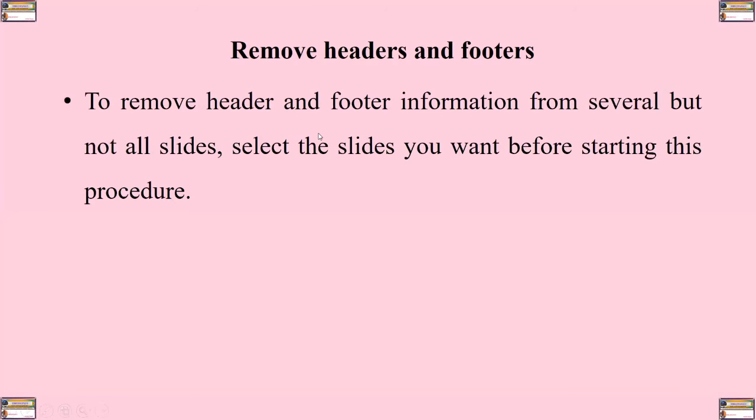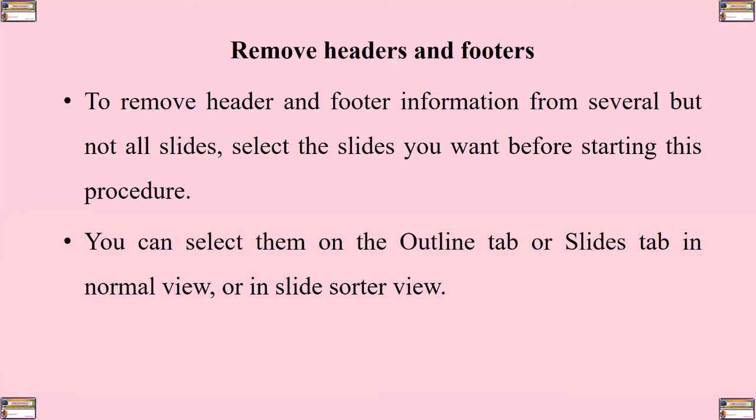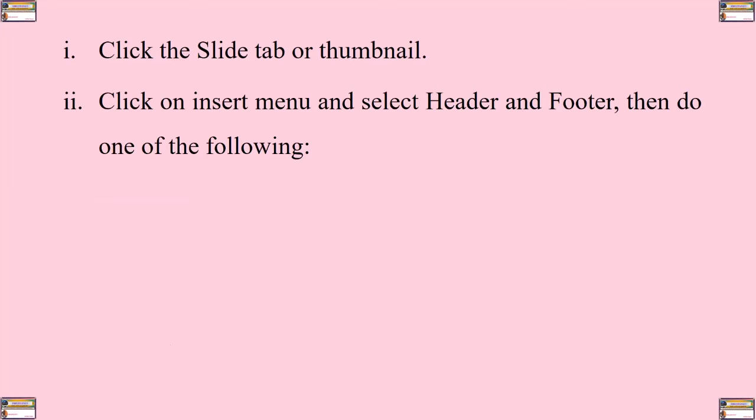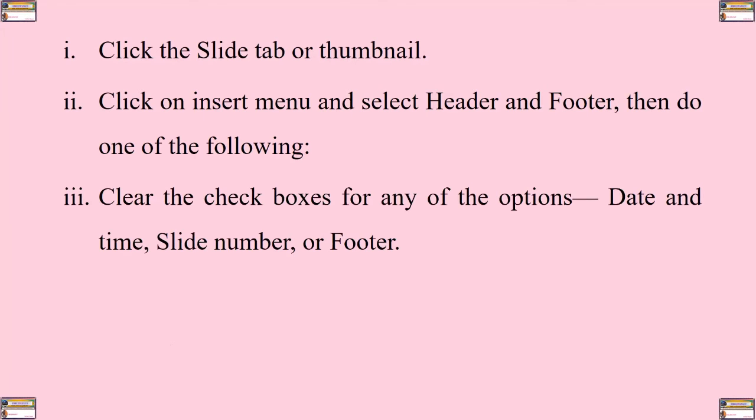So how do you remove headers and the footers? To remove header and footer information from several but not all slides, select the slides you want before starting this procedure. You can select them on the Outline tab or Slides tab in Normal View or in Slide Sorter View. This can be done as follows. Click the Slide tab or thumbnail, click on Insert menu and select Header and Footer, then do any one of the following.